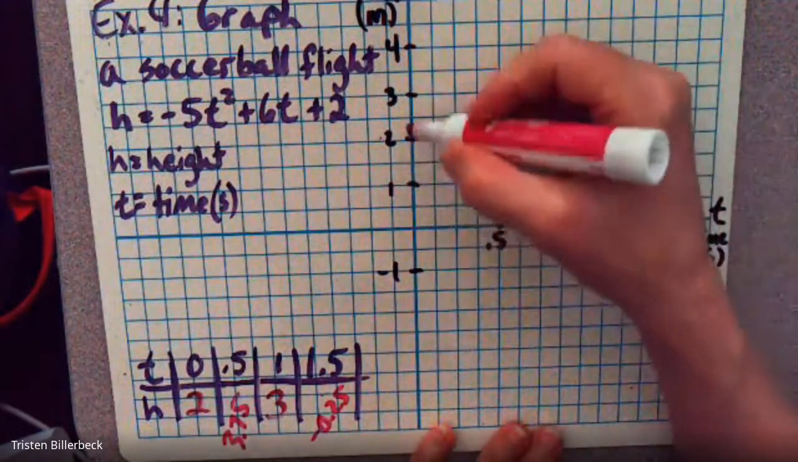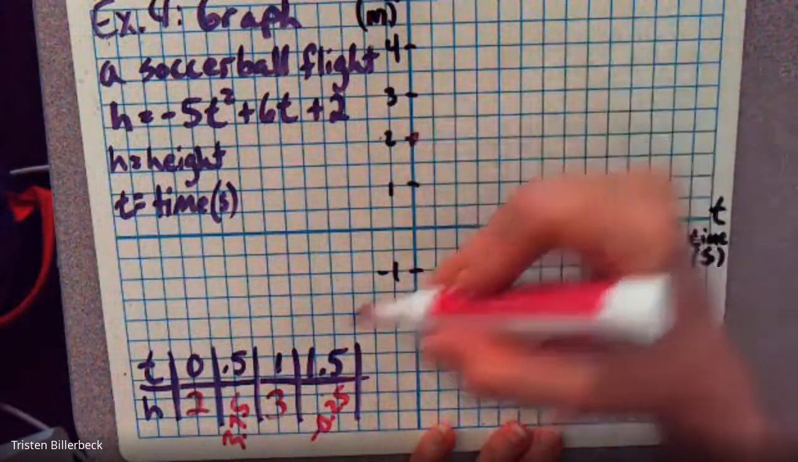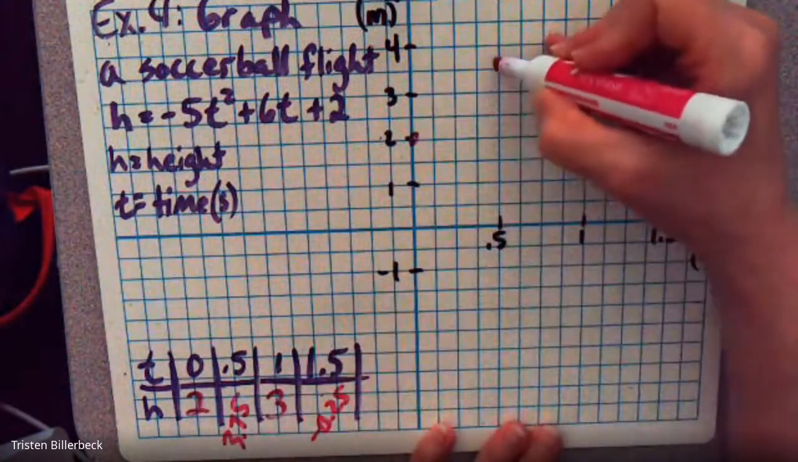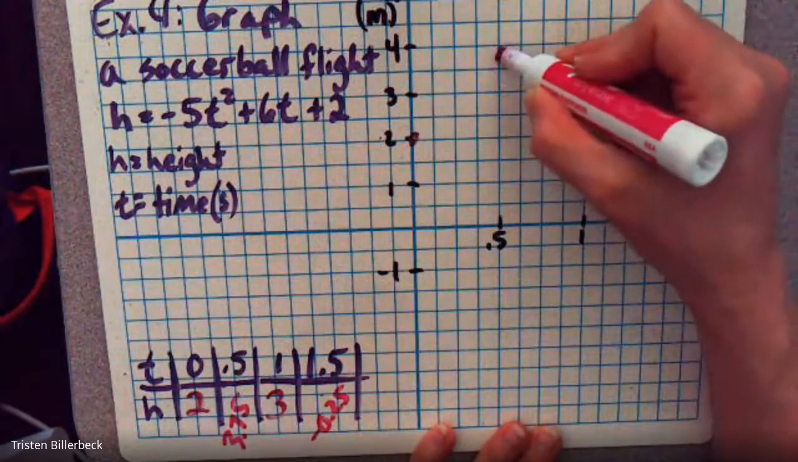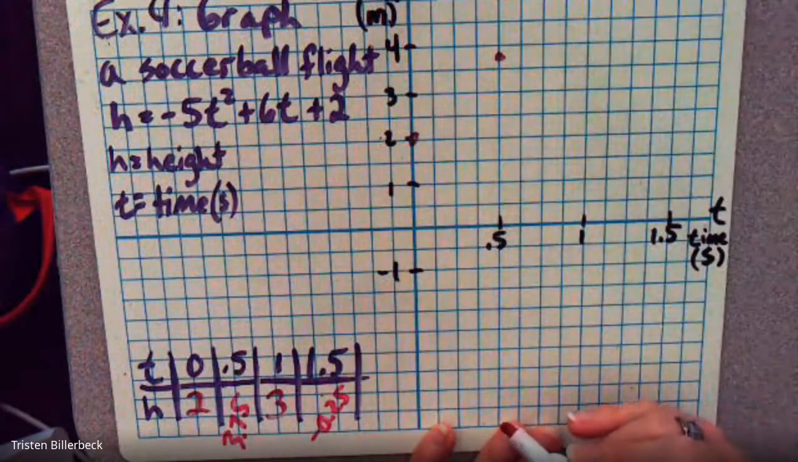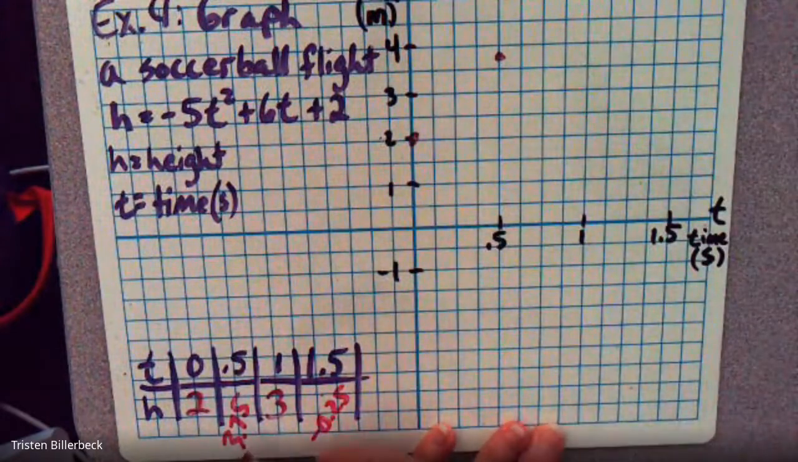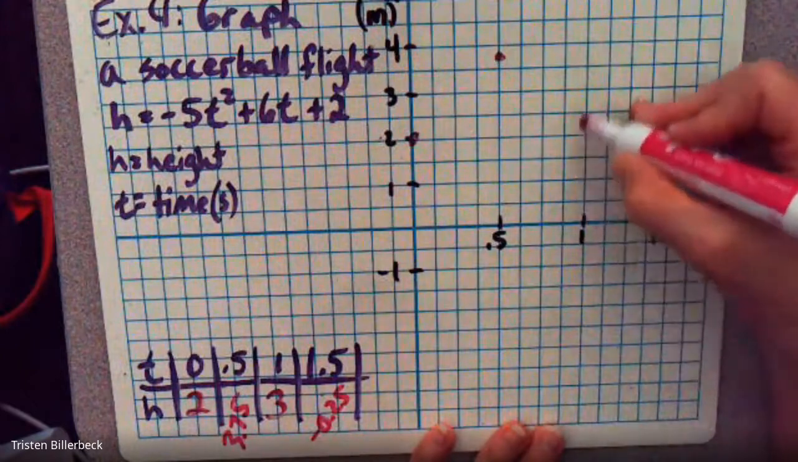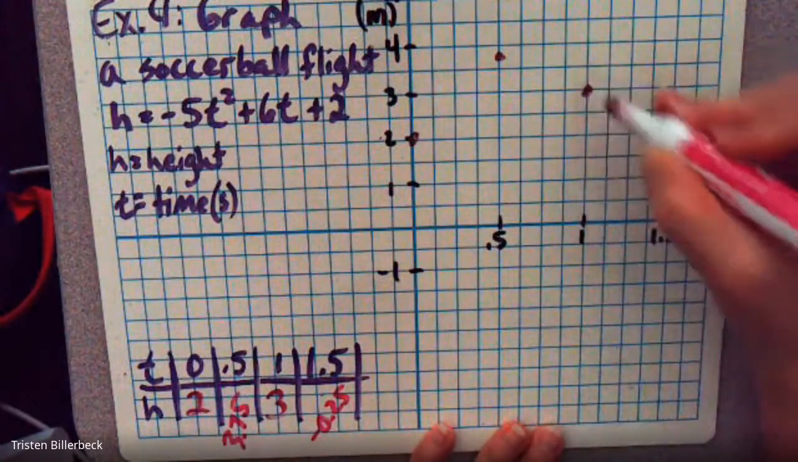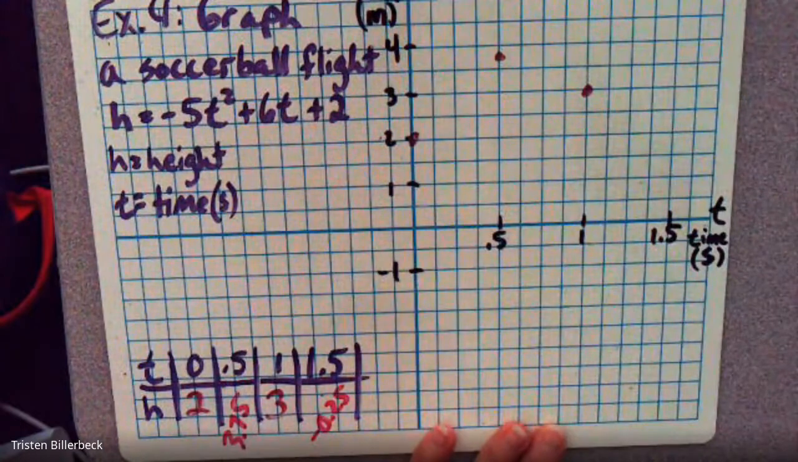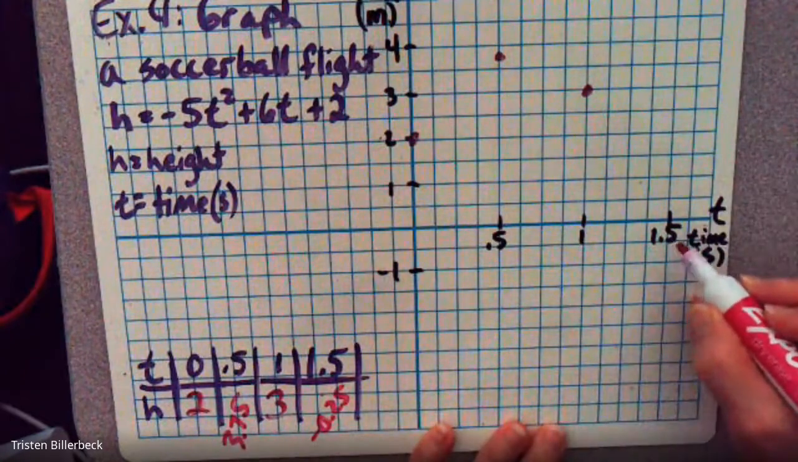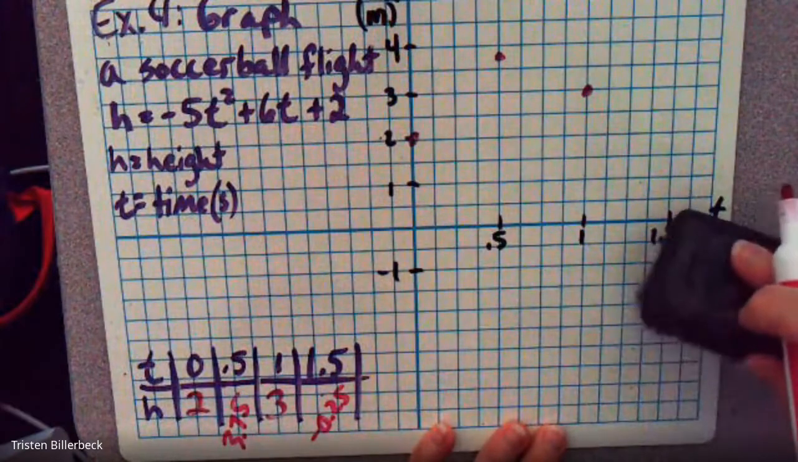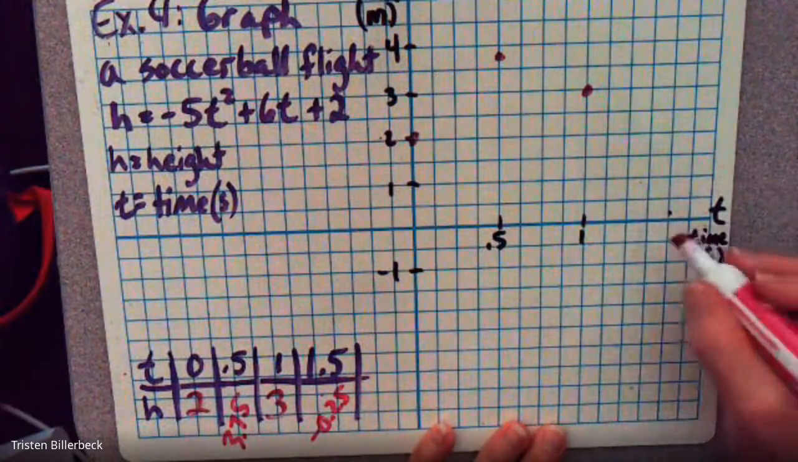So at 0, we're at 2. At 0.5, we went up to 3.75, which is right here. So that's 3.5, and 3.75 is halfway between them. So that's not a bad one to graph. At 1, we are at 3. And at 1.5, we are at negative 2.5. So that's right here.